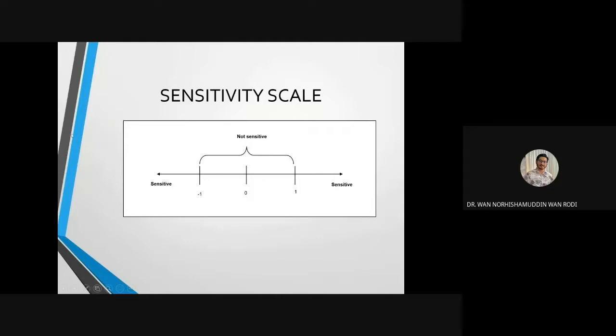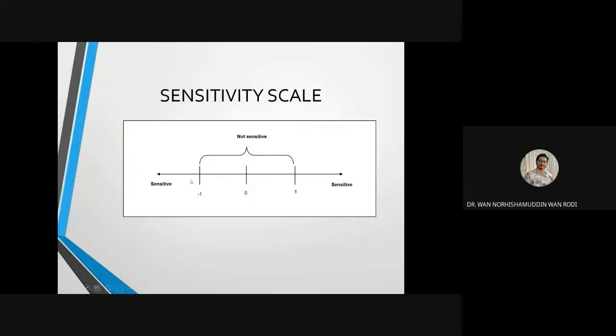Okay, next, this is the sensitivity scale. If you want to determine whether the profit is sensitive to other types of variables, you look into the SI index scale, the sensitivity index scale. They say if your result of SI falls within the region of 0 to 1 or 0 to -1, we consider the relationship as not sensitive. For example, profit is not sensitive to site preparation if the SI falls within 0 to 1 or 0 to -1.